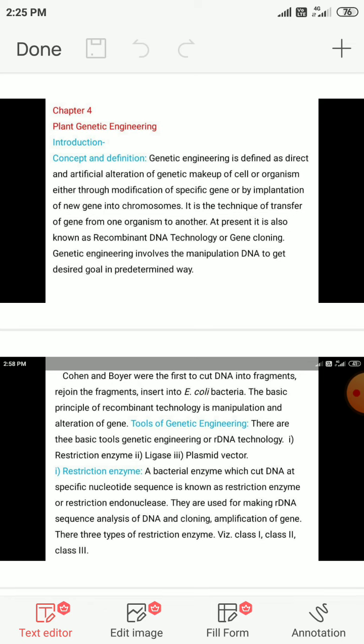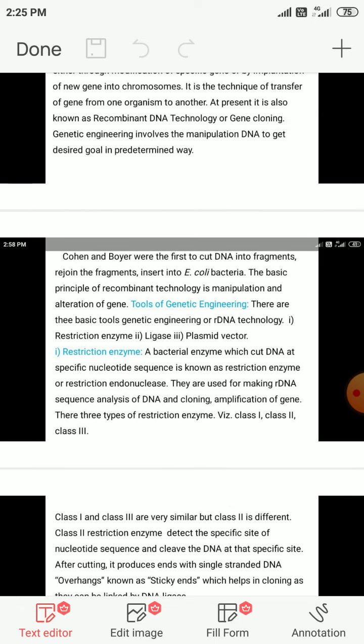The desired character is brought into the new organism, which will be directly changed or formed with the help of manipulation of a particular type of gene. The gene is responsible for particular characters, and manipulation, alteration or modification of a particular gene within the organism is simply called genetic engineering. Cohen and Boyer were the first to cut DNA into fragments in E. coli bacteria.